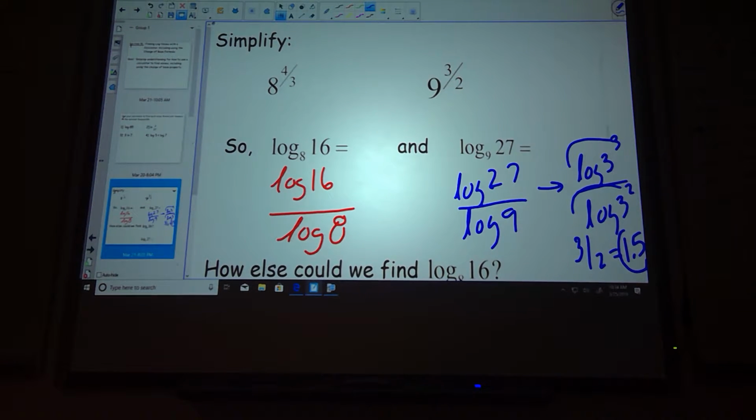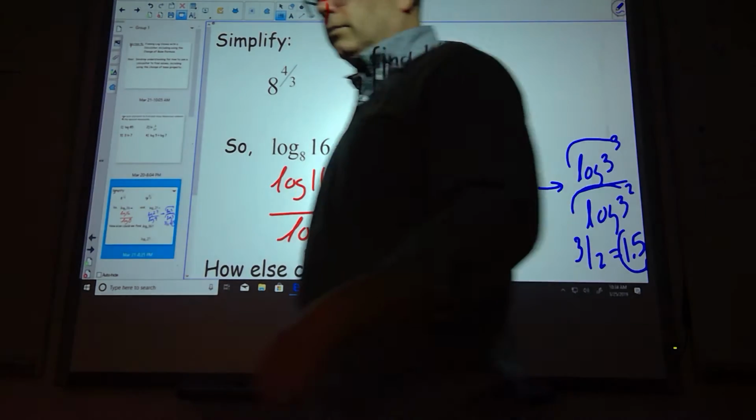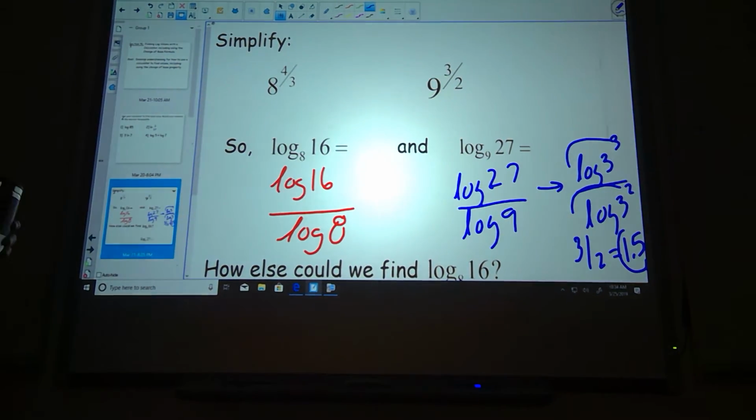This must be a woodcutter's favorite type of math because there's so many logs. And all the logs, yep.